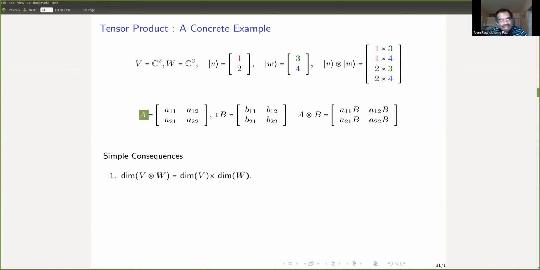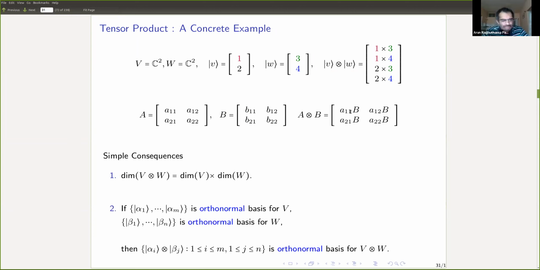Now, if I take operators A and B, so A is a 2 cross 2 matrix, B is a 2 cross 2 matrix, what is A tensor B? Well, it is a 4 cross 4 matrix, and it's a Kronecker product, right? So that's exactly what it is. So that's the tensor product. I'll make one simple observation which we will use later on. If alpha 1 to alpha m is a basis in V, and beta 1 to beta n is a basis in W, furthermore, if they are orthonormal bases, then an orthonormal basis in V tensor W is alpha i tensor beta j. So you take all ij combinations, and that gives you an orthonormal basis for V tensor W.